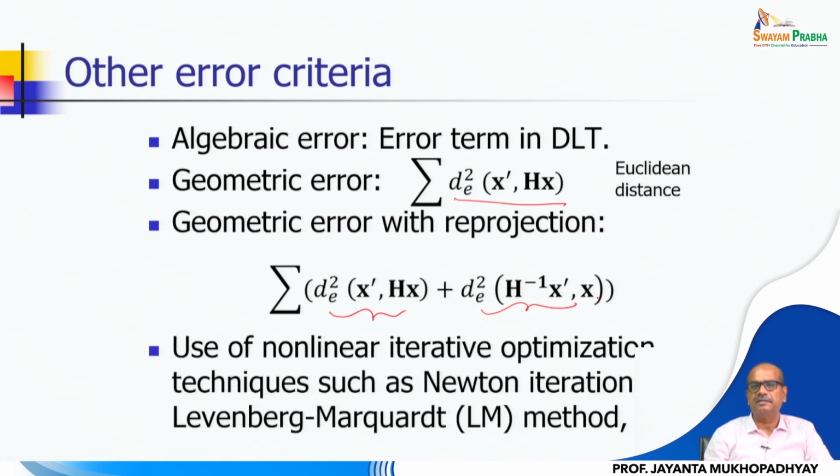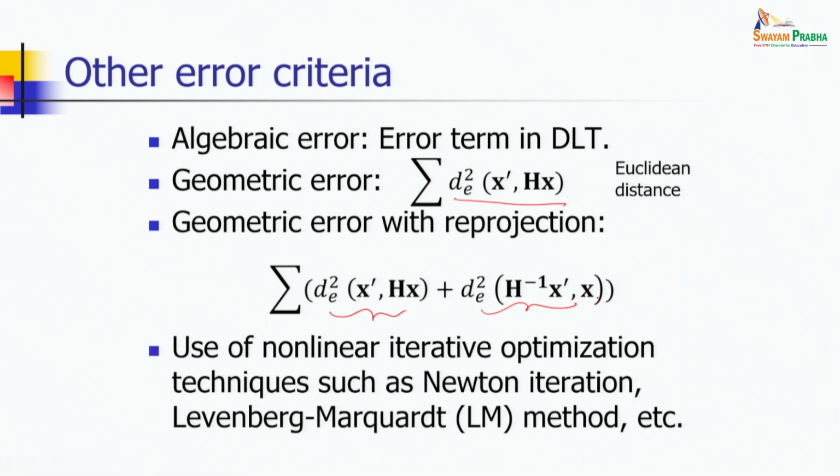So this kind of optimization problem is a nonlinear optimization problem, and there are various nonlinear iterative optimization techniques such as Newton iteration or the Levenberg-Marquardt method. Those techniques can be used to solve this problem.